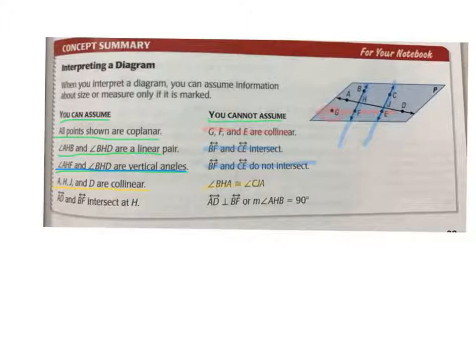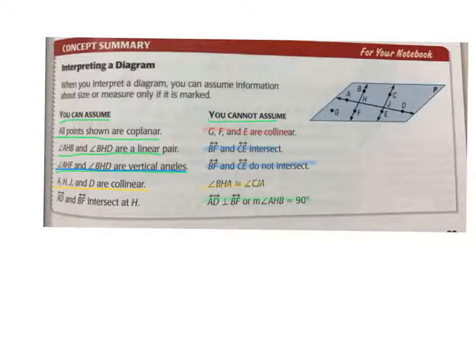Angle BHA and CJA, going this way. We don't know for sure if they're congruent. If we knew those two lines that were cutting it were parallel, then we would know that they're congruent, but since we don't know that, we can't tell that for sure. And then the last one, AD is perpendicular to BF, or the measure of angle AHB is 90. Again, things you can look at and you think they're true, but since we're missing some labels on this, you can't assume it. Make sense?